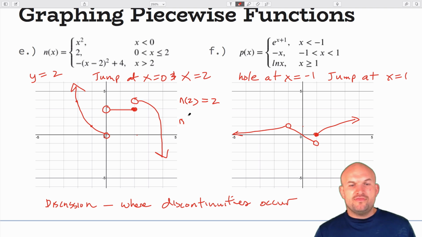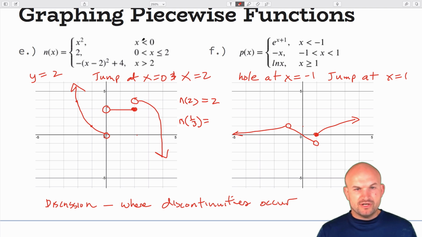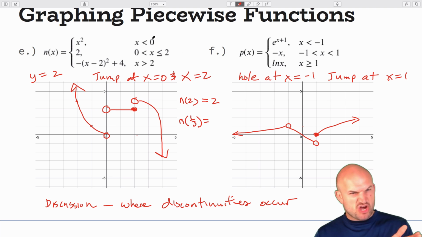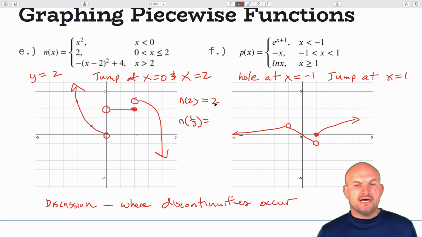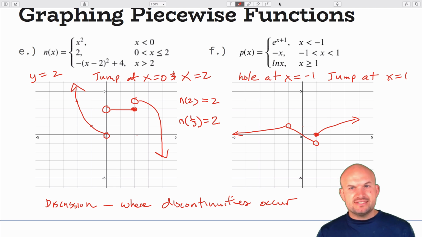And then N of 1/3. Well, which function here is dealing with 1/3? Like which interval? When x is less than 0? No, 1/3 is positive. When x is greater than 2? No, 1/3 is less than 1. So again, you can see 1/3 falls within the restriction of 0 to 2. So therefore, that's also going to equal 2. And again, let's look at that. At 2, you can see the graph is defined at 2. At 1/3, you can see the graph is defined at 1/3. So you can see how it makes sense just by looking at the graph as well, or at least hopefully.